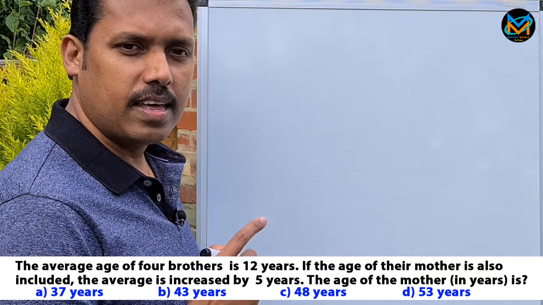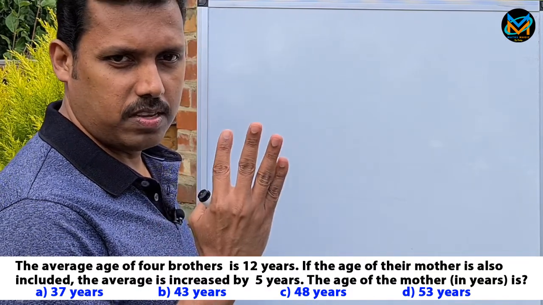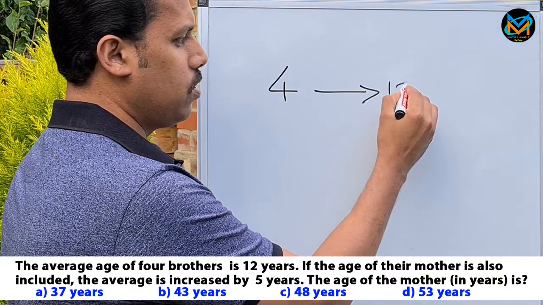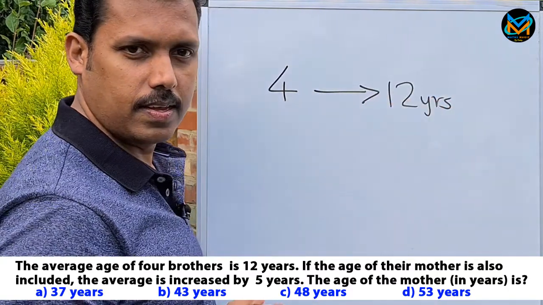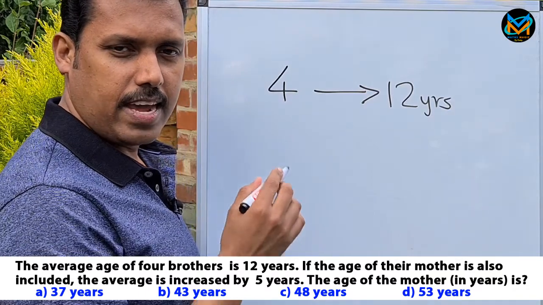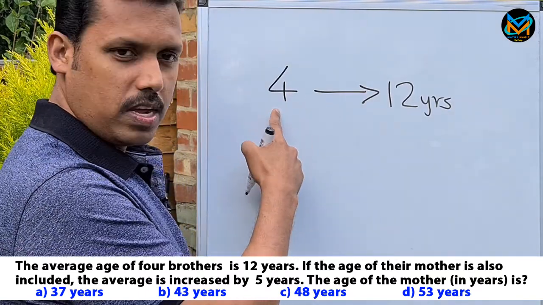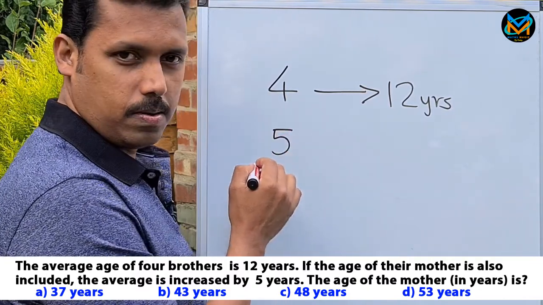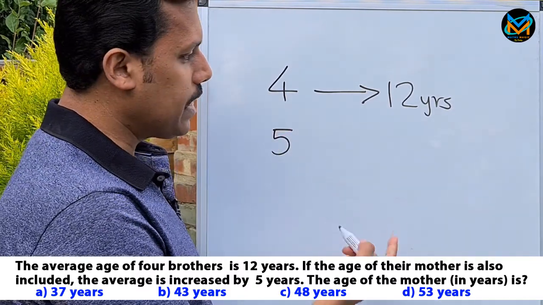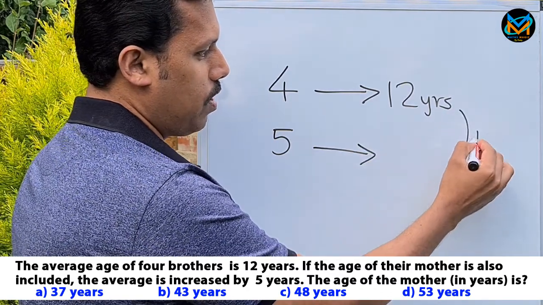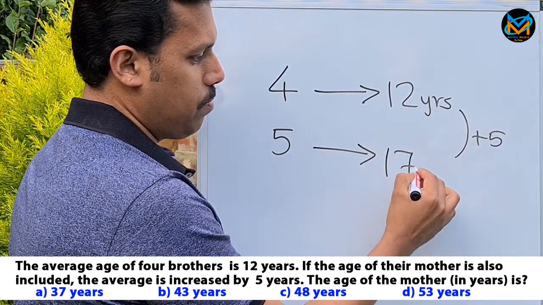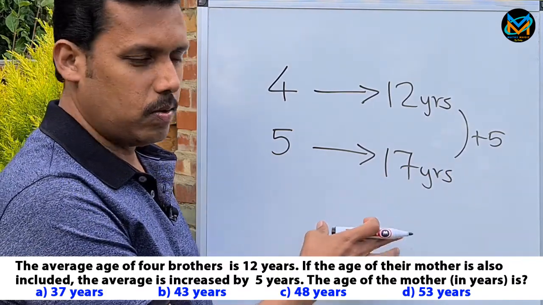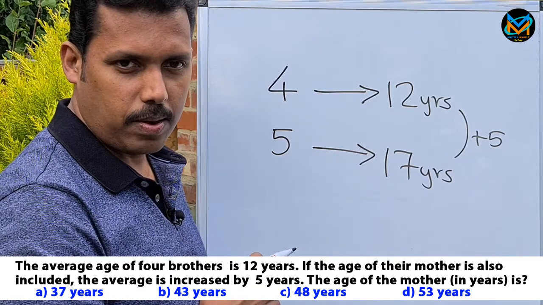For example, here the average age of 4 brothers is 12 years. So just write 4 brothers, average age is 12 years. Then, if the age of their mother is also included, that means if the mother is added to these 4 people, it becomes 5 people. The average is increased by 5 years, so this becomes 17 years. This is what you need to do first. Read the question and write it like this on a piece of paper.